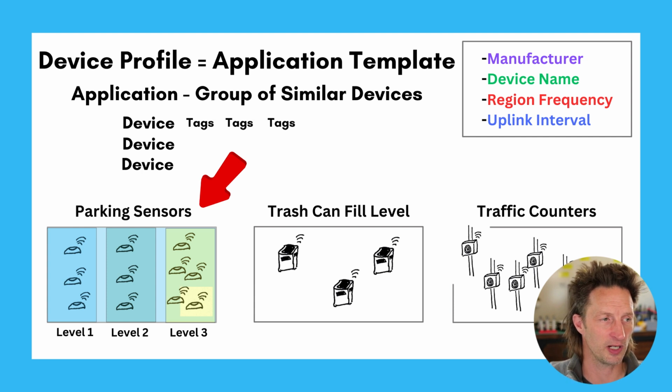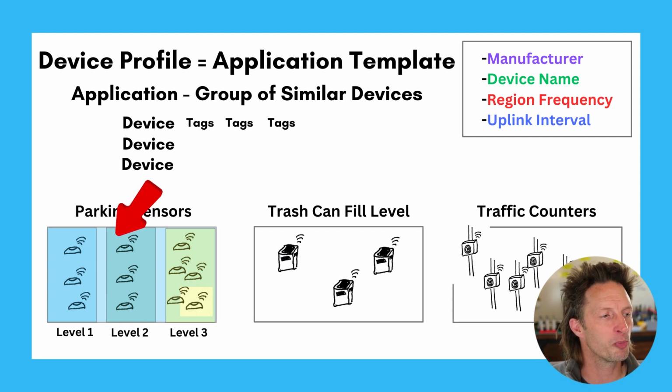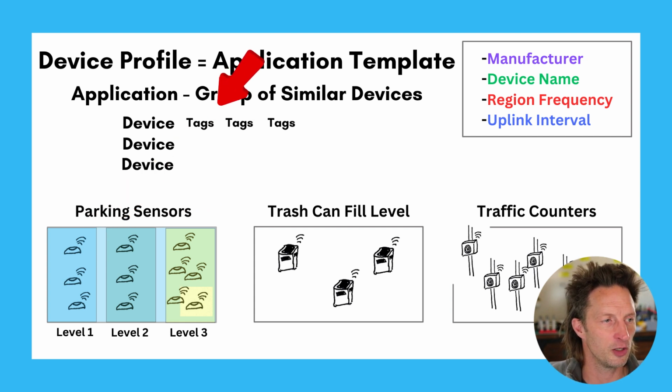Now, you could do this in two ways. You could have one application for a garage on the west side of town, one application for a garage on the east side of town if they're going to do different things. But maybe you want to break up the devices in there, and to do that, you use tags.